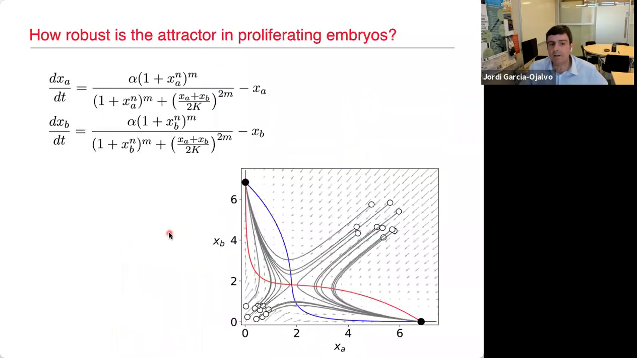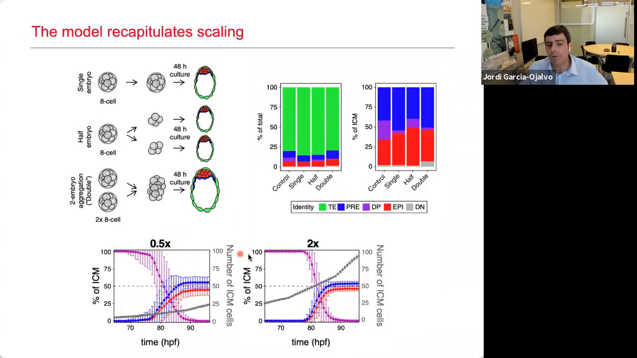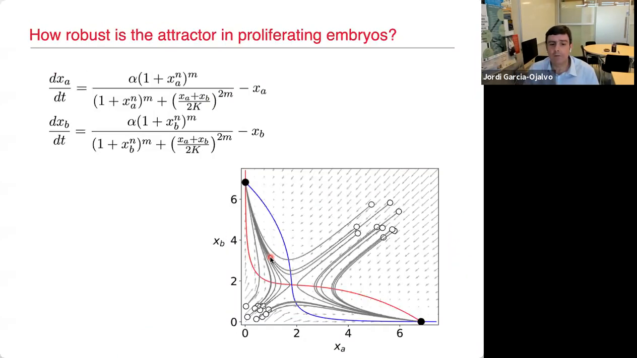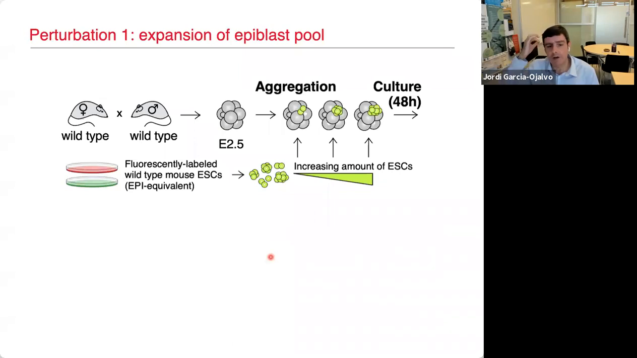But now the question is really how robust this attractor is, because you might be thinking that we cannot go further in the experiments, so that's why we didn't go further than 2x or half, because that's the limit they had experimentally. But can we test the robustness of this decision in a more controlled manner? This is the second set of experiments that I would like to show you right now.